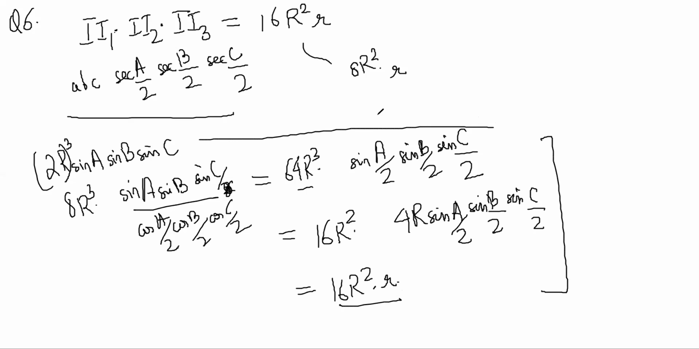Okay. Then let's do seventh one. You have to prove I2 I3 whole square is 4 capital R into R2 plus R3. Now use the result already proven. I2 I3 is A cos A.